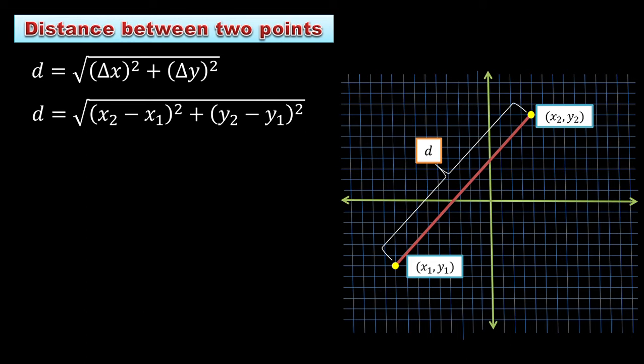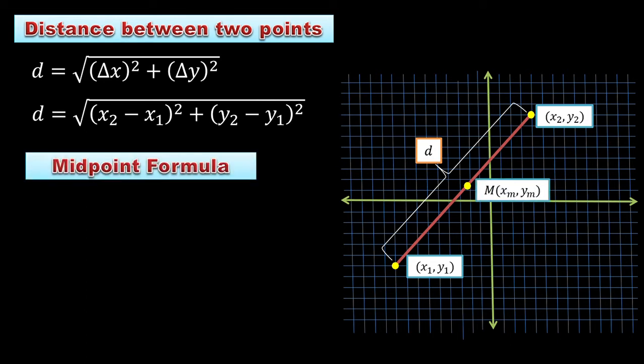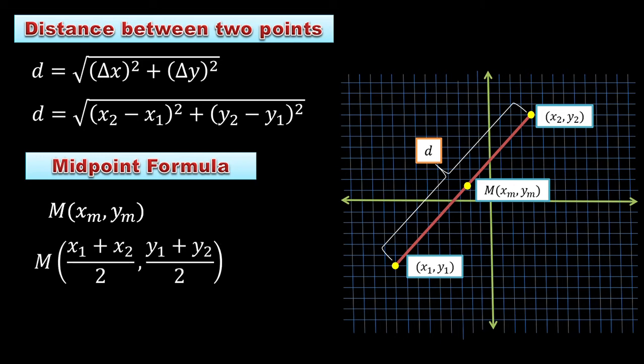Now, what about the midpoint? The midpoint is somewhere here at the middle. So the midpoint formula is given by x sub m, y sub m, where x sub m is the sum of x sub 1 and x sub 2 divided by 2, and y sub m is the sum of y sub 1 and y sub 2 divided by 2.